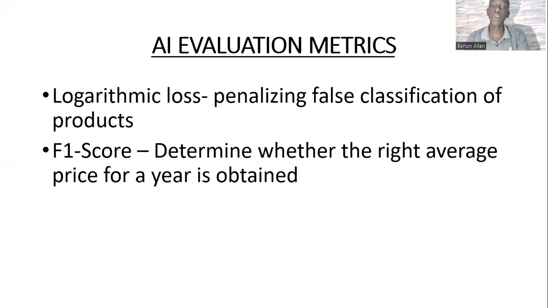Then the F1 score helps us determine whether the right average is obtained, if our model is getting things right. We'll determine whether the right price for a particular year is obtained. So first calculate a price beforehand, and then use our model to see if we get exactly the same answer. With those two methods, we'll be able to assess that our model is accurate in its predictions.